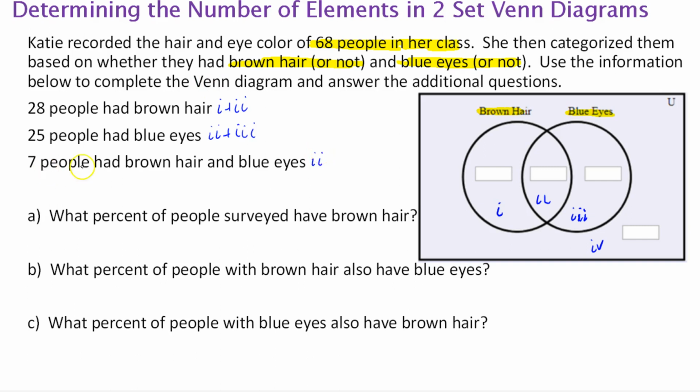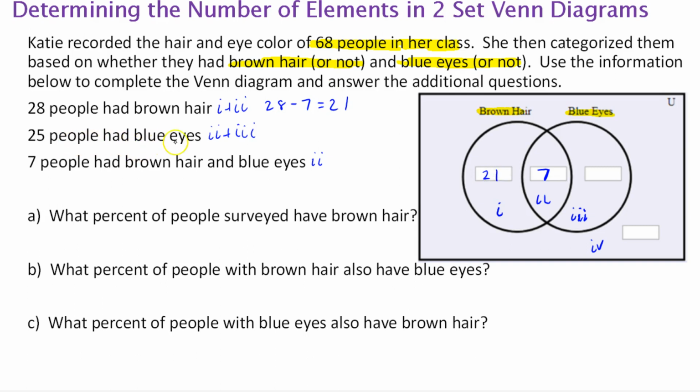So usually the disjoint piece is towards the bottom, and that's what you want to start with so you can build up the other pieces of your diagram. So we know there's 7 people in the intersection. Now looking back, there's 28 people in these two pieces, region 1 and 2, and that means this piece must be 28 minus the 7 that we know are both. So 28 minus 7 is 21. People have brown hair and not blue eyes.